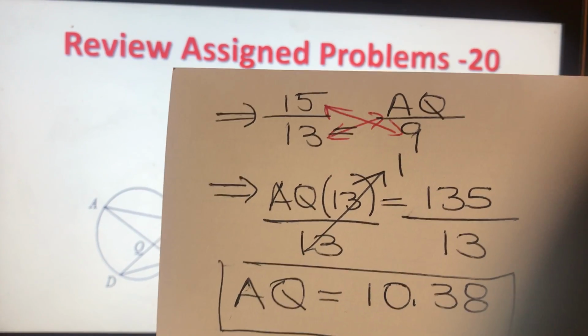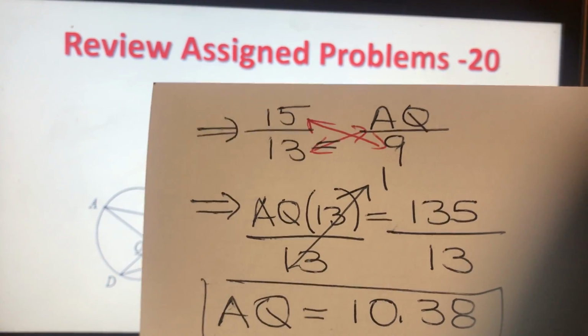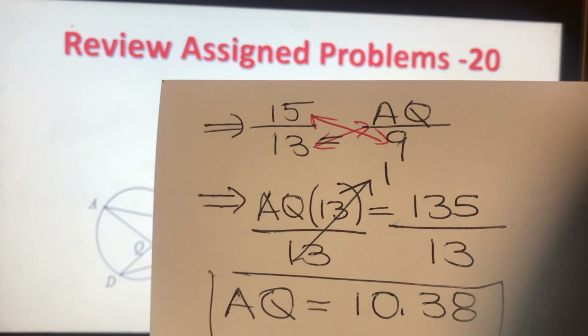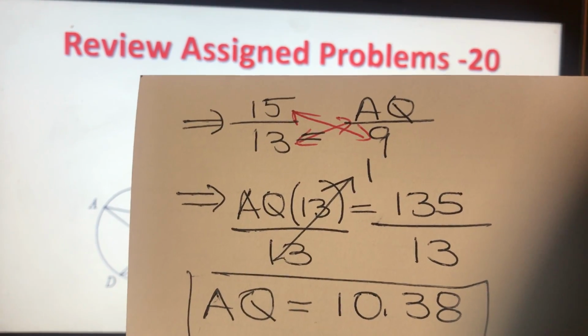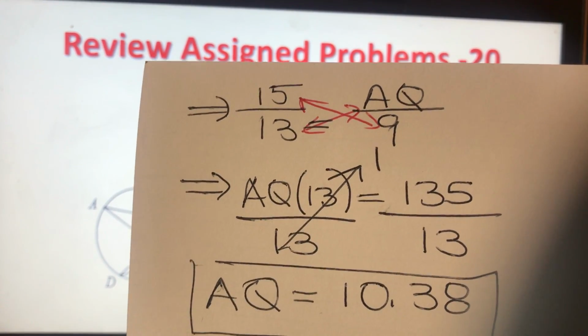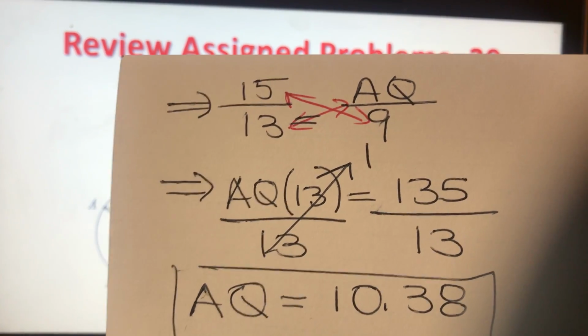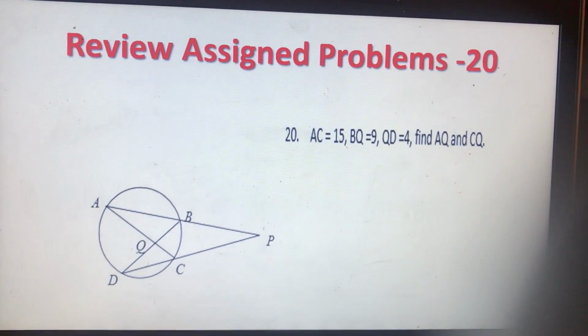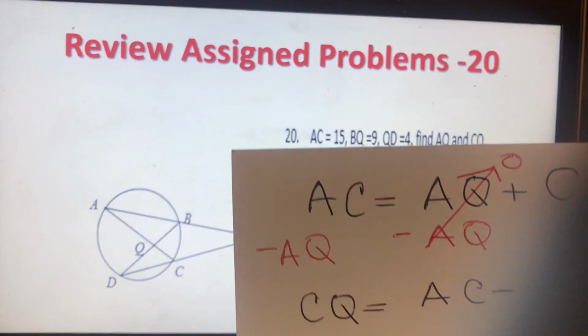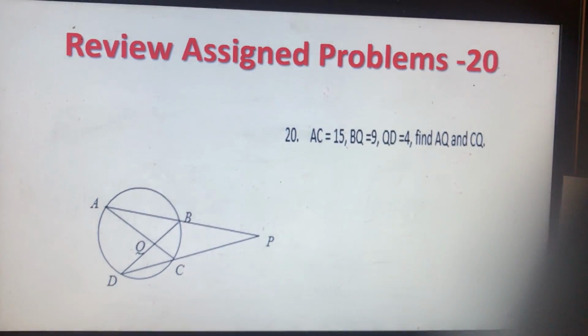We do our cross multiplication, and we have AQ times 13 equals 15 times 9, which is 135. In order for us to find AQ, we use our division property, dividing by 13 on both sides. And so AQ is going to be equal to 135 divided by 13, which is equal to 10.38. But also notice that in addition to finding AQ, we need to find CQ.